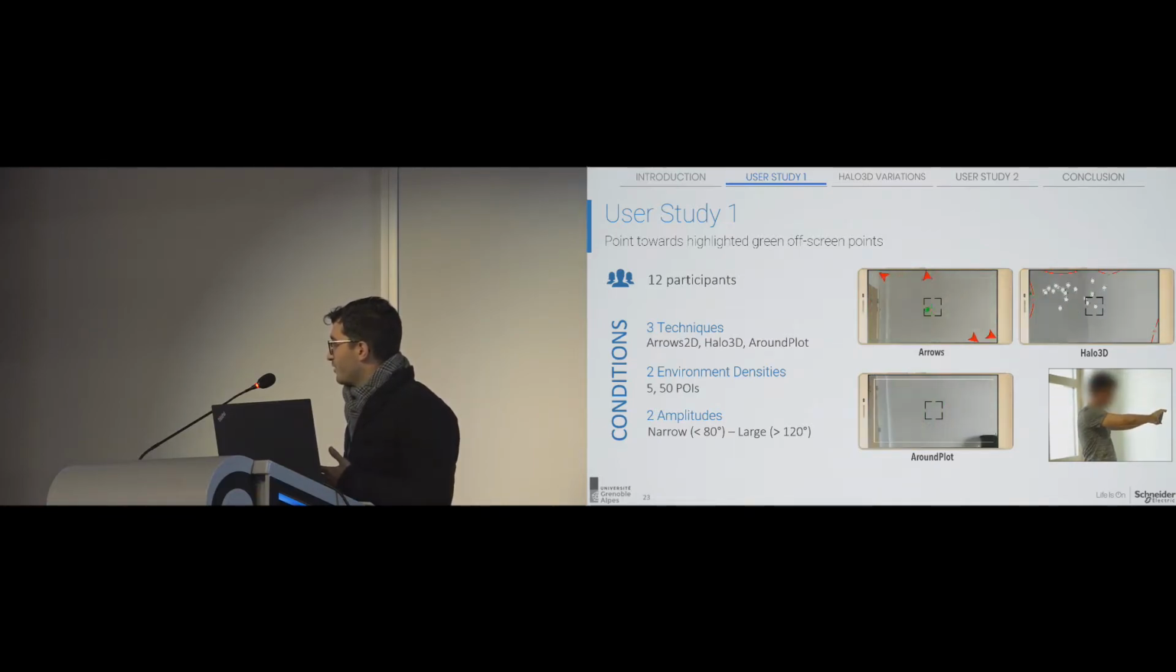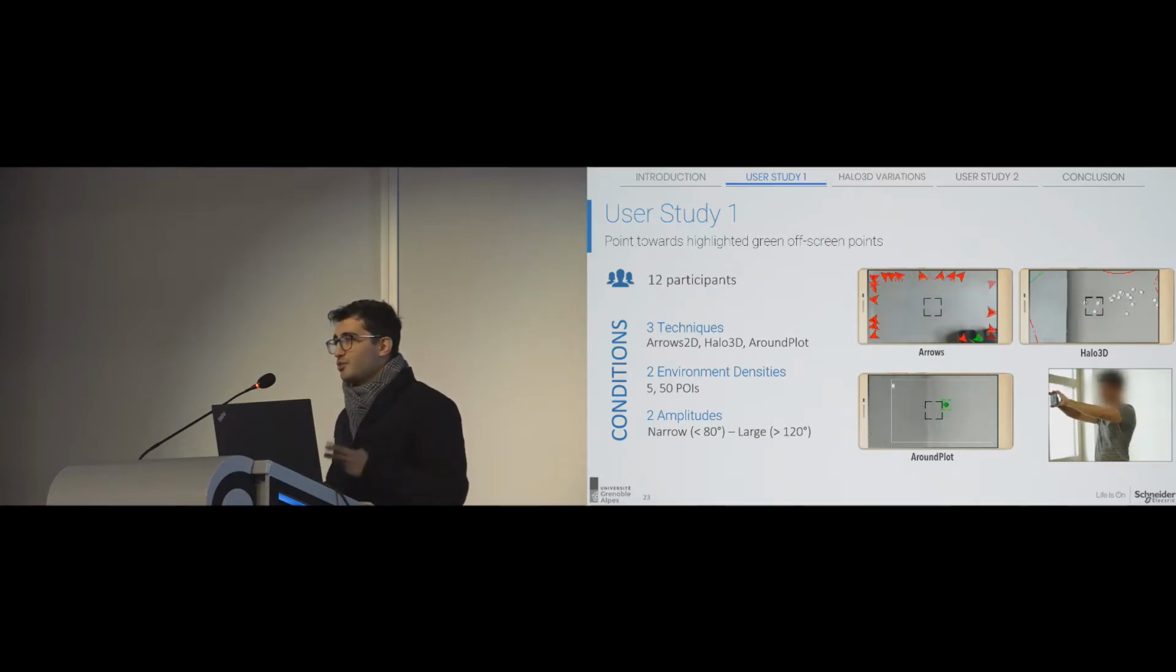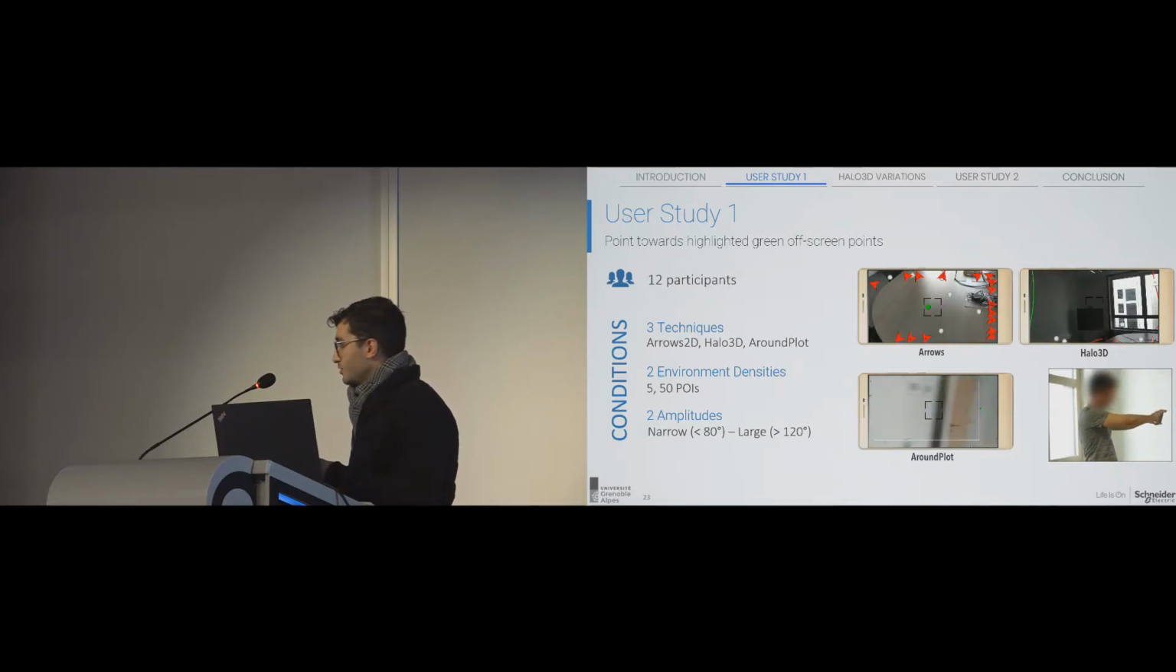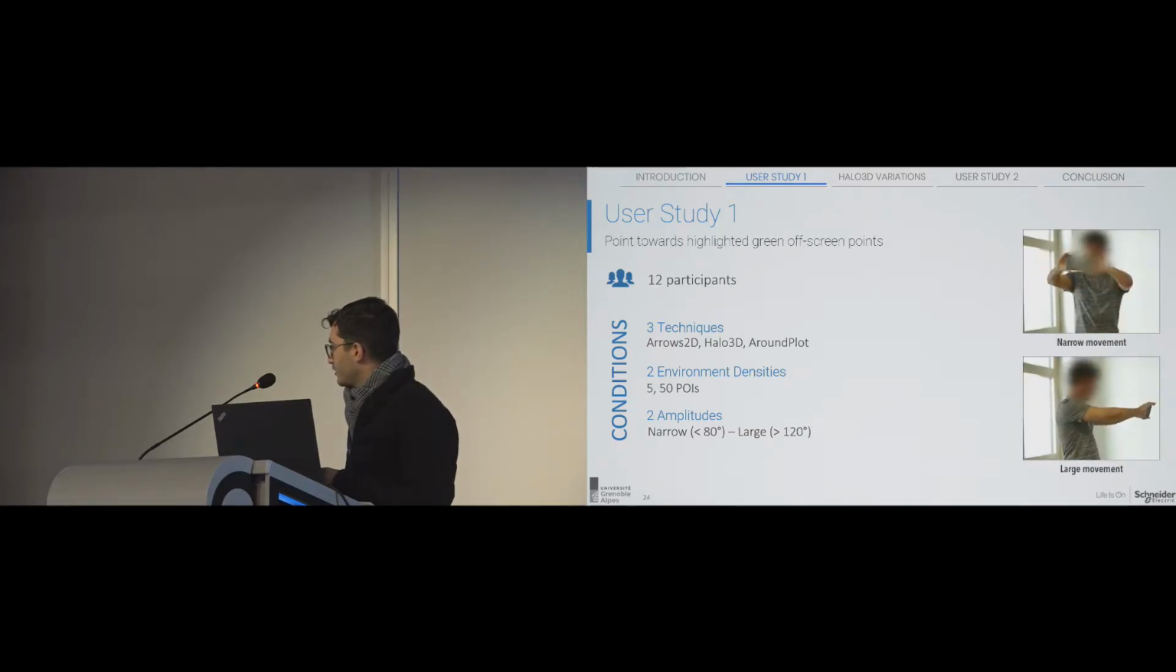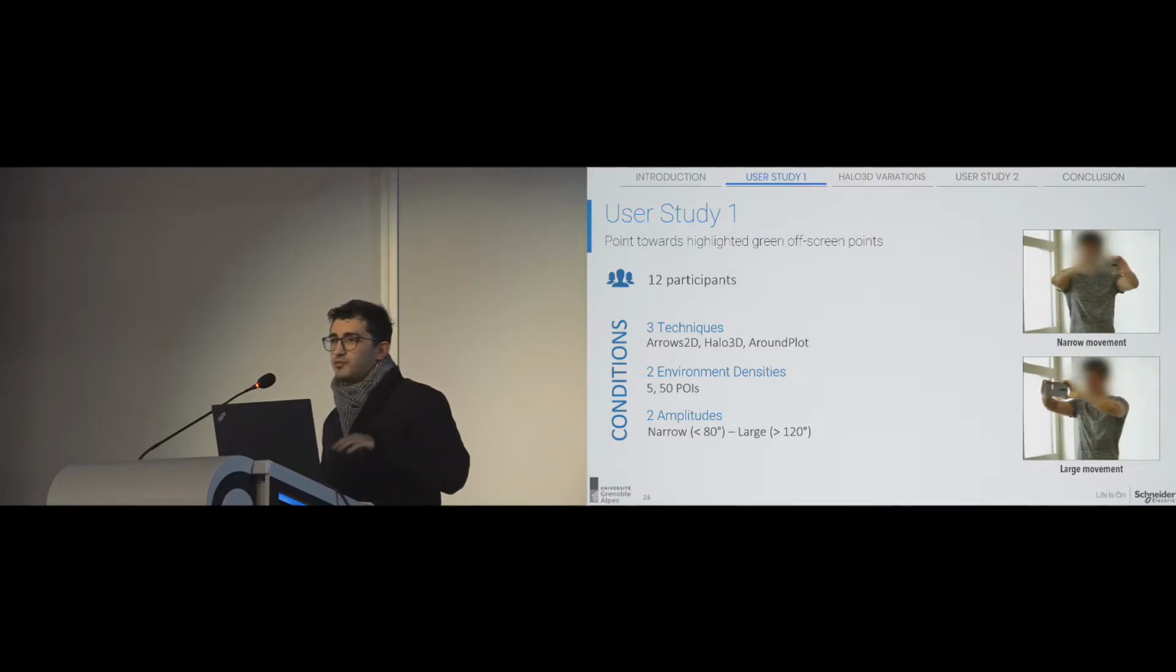We tested two densities of environments, a low density with 5 points of interest and a high density with 50 points of interest, and two movement amplitudes, a narrow movement inferior to 80 degrees and a large movement superior to 120 degrees. A large movement is basically to reach a point of interest placed behind you.